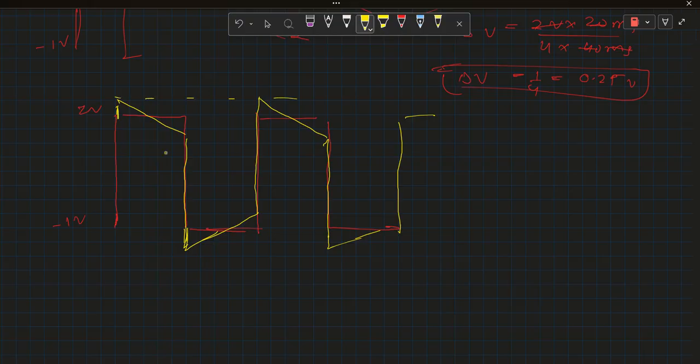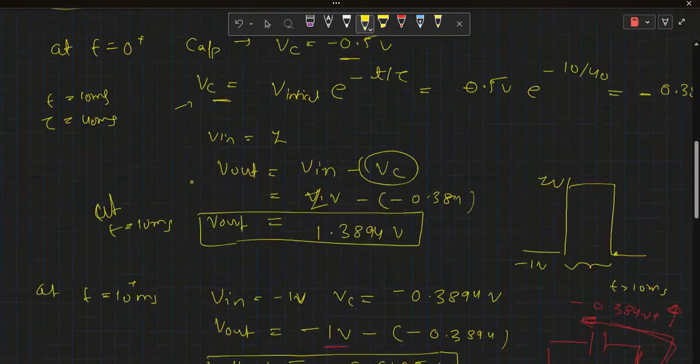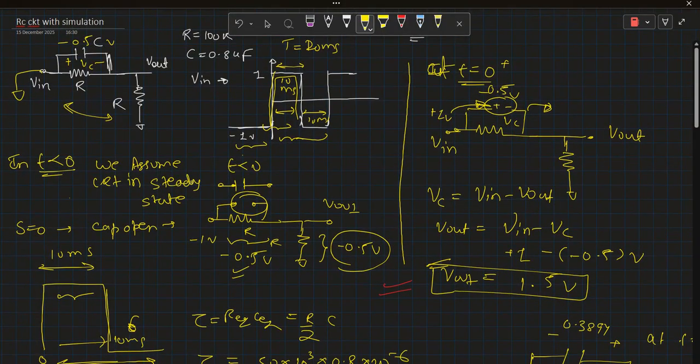And the ripple voltage delta V is 0.25 volt. We can see all this value in the simulation as well. So why do we see this voltage as a ripple? If we go back to the circuit, this circuit is a high pass filter. High pass filter, how?